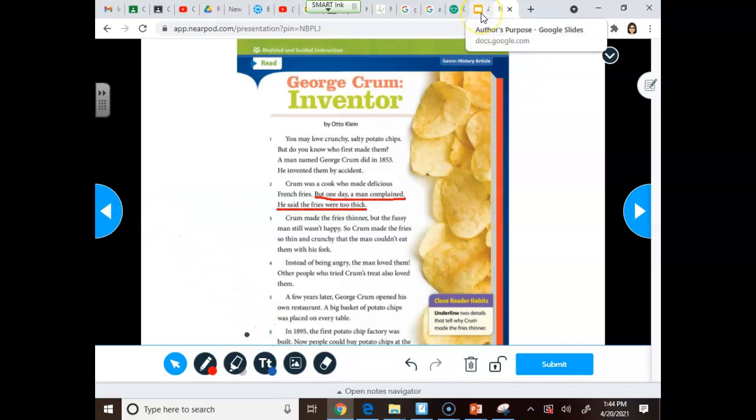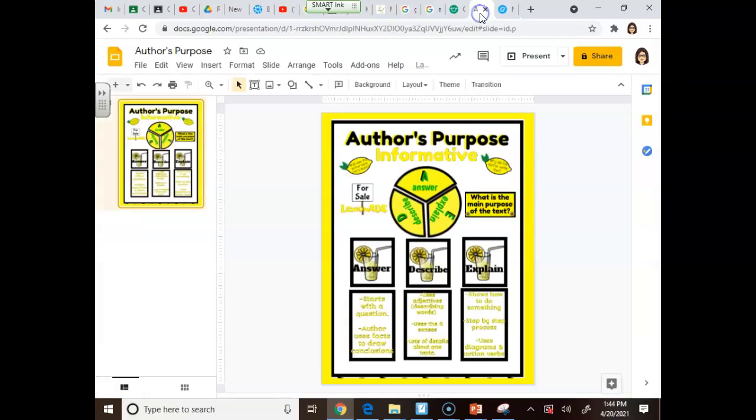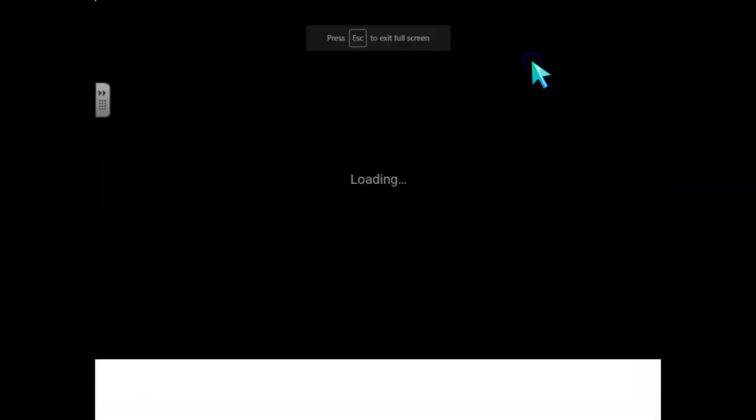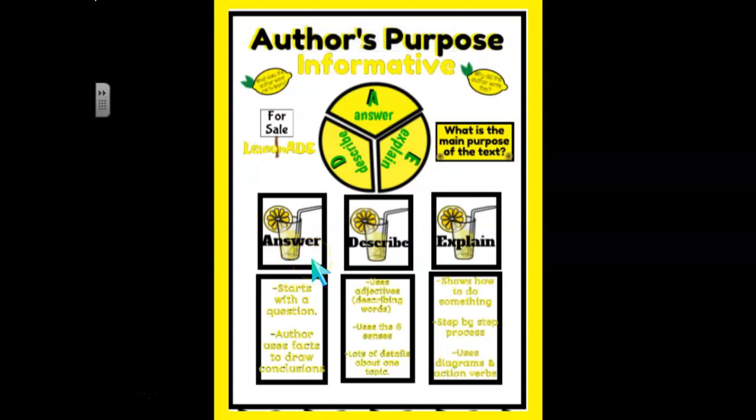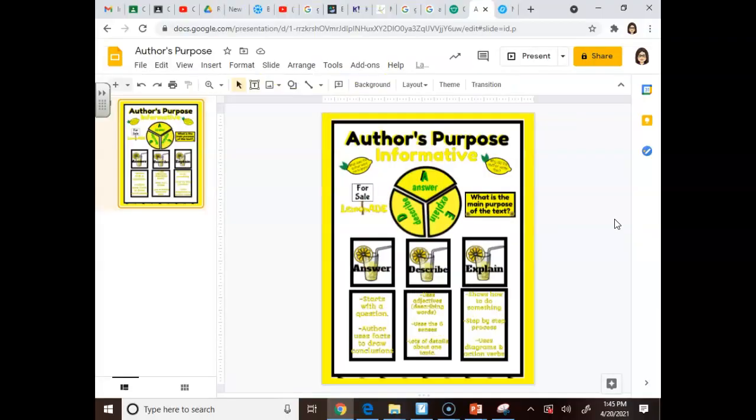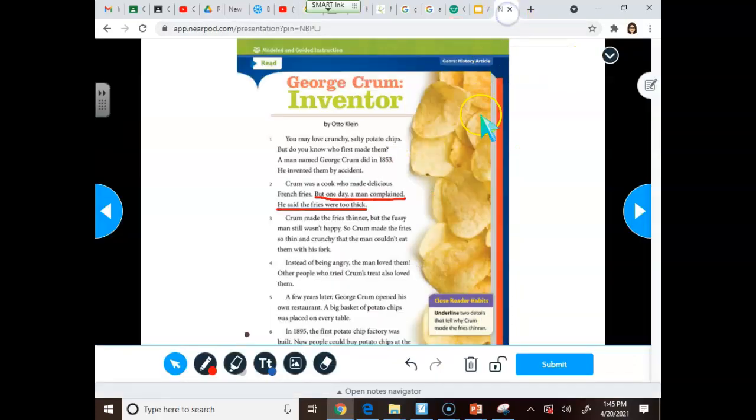All right, let's look back at our chart and see if we can figure out what type of author's purpose was used. All right, so we have answer, describe, explain. All right, let's see if it's answer. Answer starts with a question, and the author uses facts to draw a conclusion. All right, guys, does this one ask a question and then give facts?